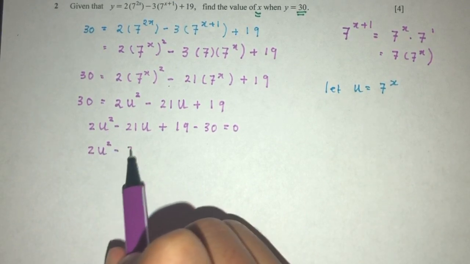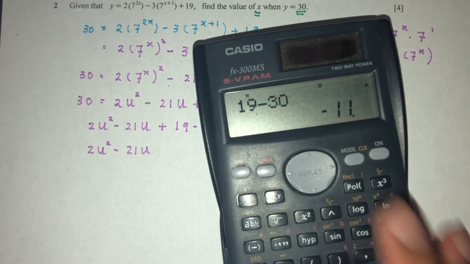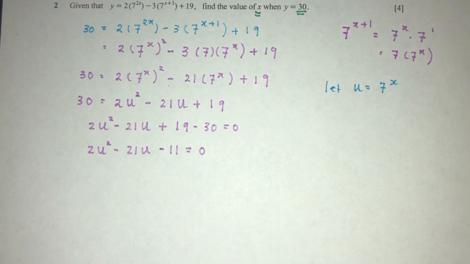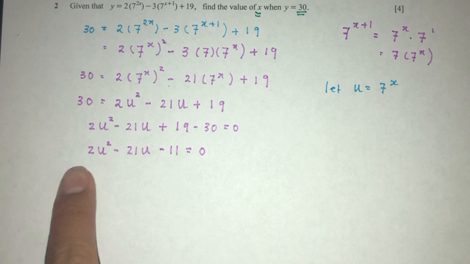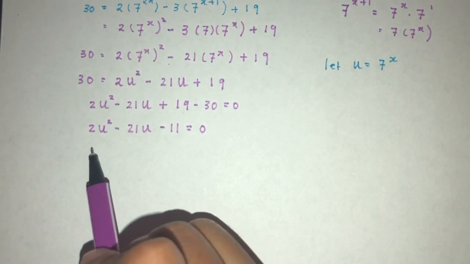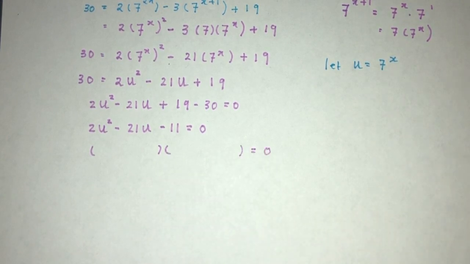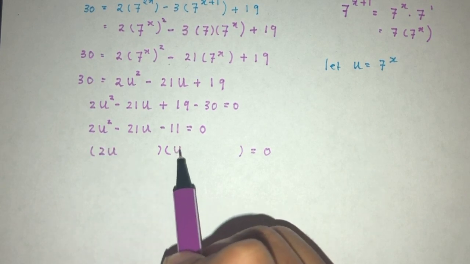2u squared minus 21u. So 19 minus 30 will be minus 11, is 0. So now we can solve by using factorization, or you can use your formula because this one is a quadratic equation. So let's use factorization, right? Because I prefer to use that way, but you can always use a formula, right? That will be 2u times u.